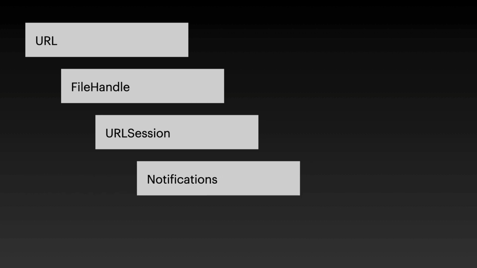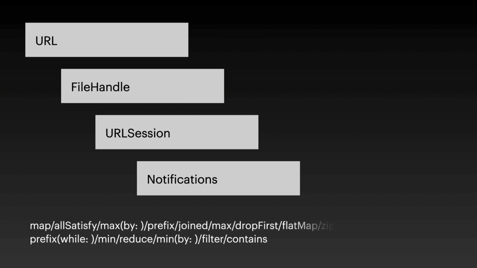This means that for all of these different APIs which return an async sequence from their functions, you can use many of the known functions like map, max, prefix, join, first, zip, compactMap, flatMap. All of these functions you can use because they come from async sequence, which means this is kind of like a sequence, and sequence contains all of these helper functions, which means async sequence can also use those.